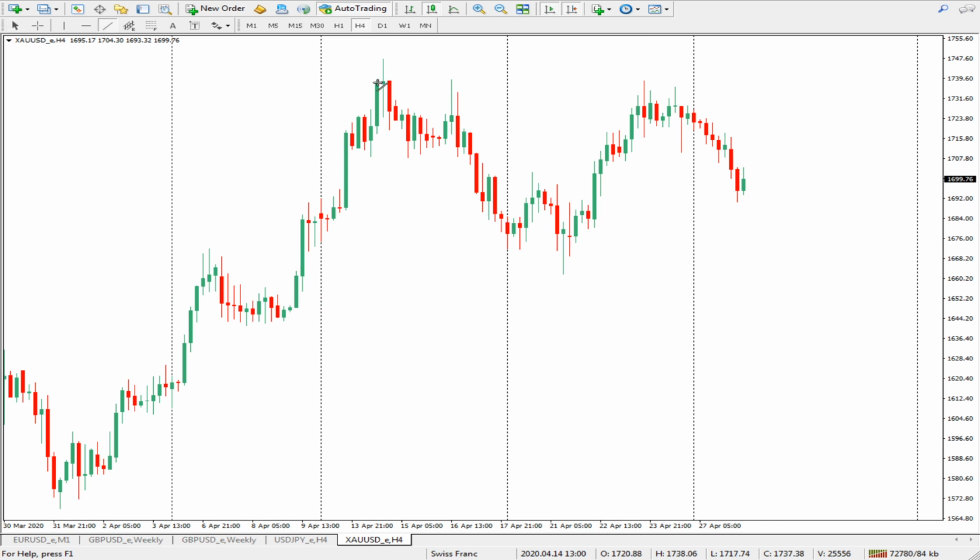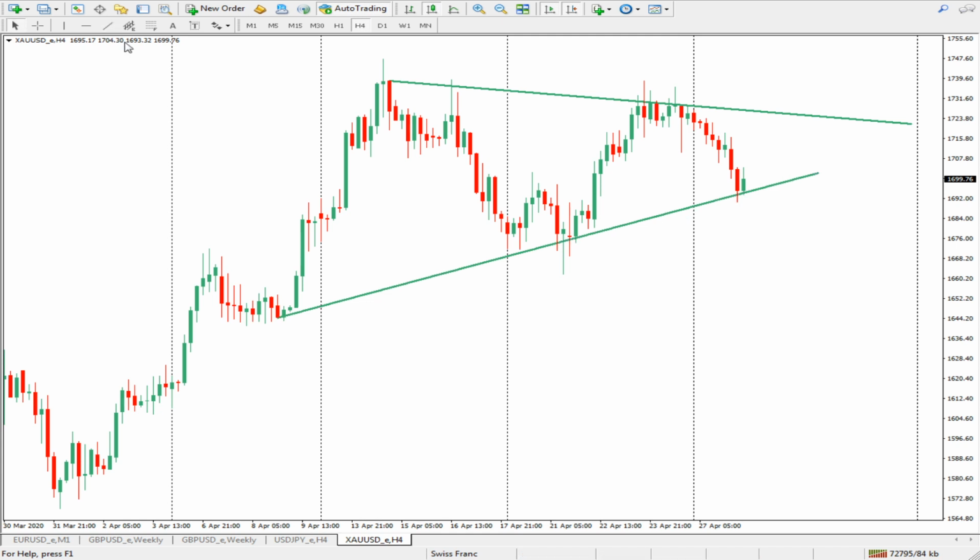A converging wedge formation. We have this here, and then we also have the line from the bottom, this one. This means if the price goes above or below any of these lines, we are continuing in that direction. So as it is now, we have a support here, a support, and we also have support around this level. Then we have a resistance here, a resistance here, a resistance there.